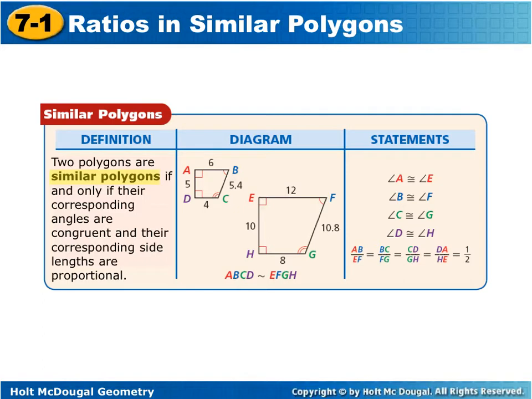Two polygons are similar polygons if and only if their corresponding angles are congruent and their corresponding side lengths are proportional. So their angles need to be congruent and their sides need to be proportional in order for them to be similar polygons.